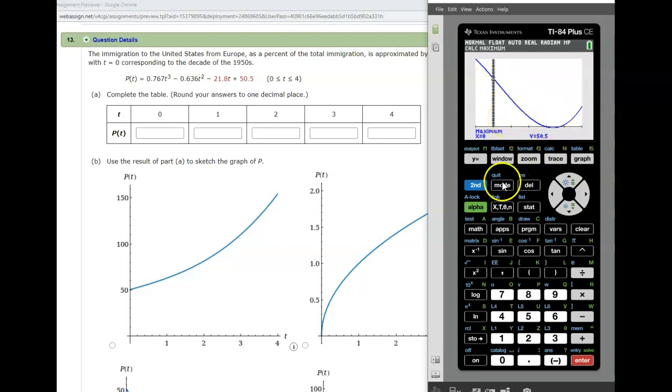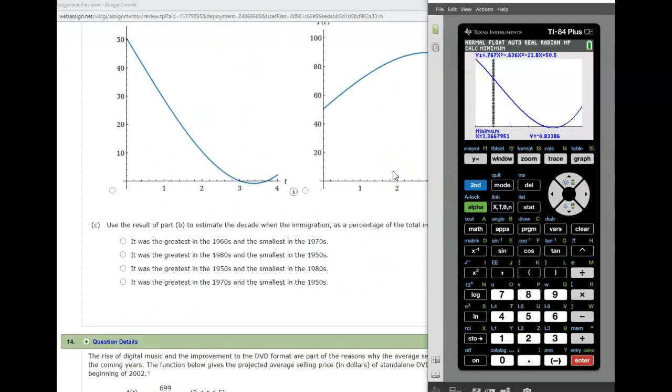If I want the minimum here, I'm going to do the same thing. Second calc, minimum 3. Left bound is 0, right bound is, and I could have put 3 instead. See, it's between 3 and 4. So I could have put 3. Right bound is 4. So now it's in between 0 and 4. And it's giving me the minimum occurs at 3.366795.